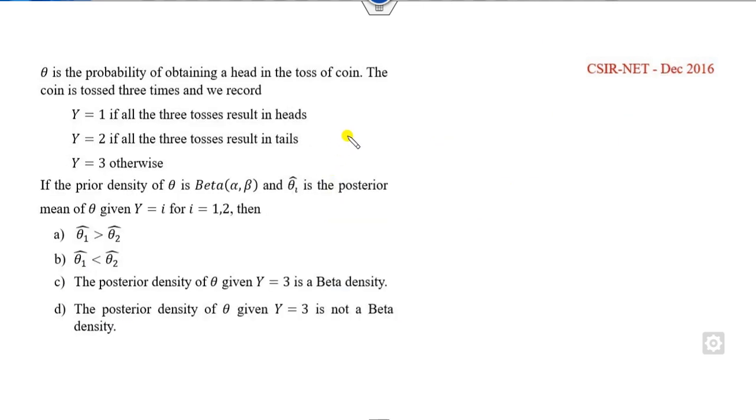Okay, look at another one. If theta is the probability of getting head, and the coin is tossed 3 times, that means Y follows the binomial distribution with parameters 3 and theta. Y is 1 if all are heads, and so on. The prior is a beta distribution, and theta i cap is this.